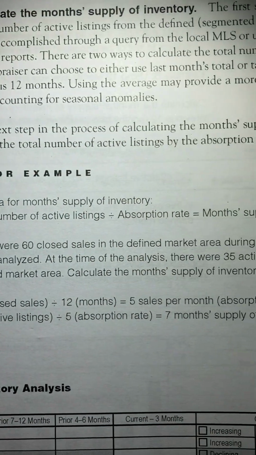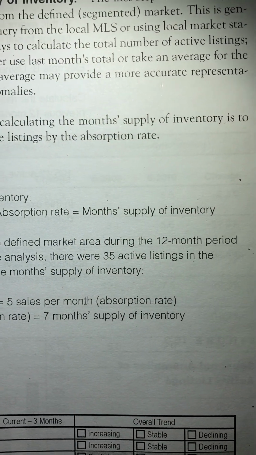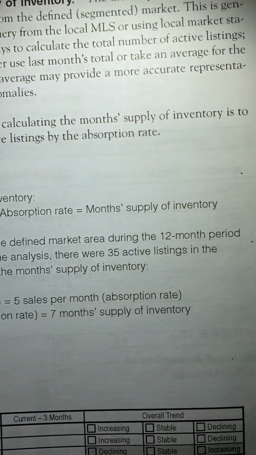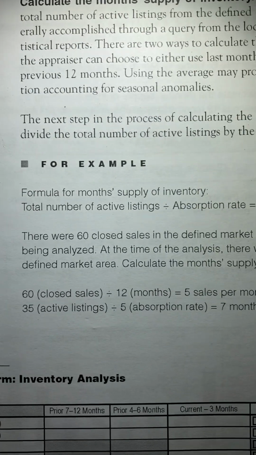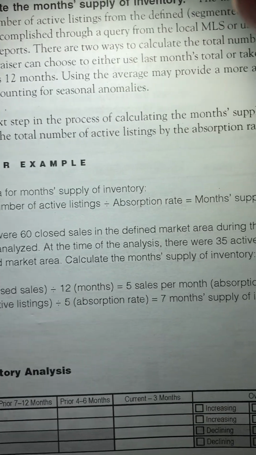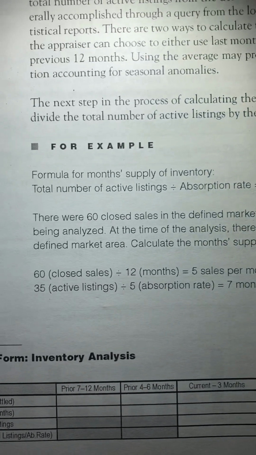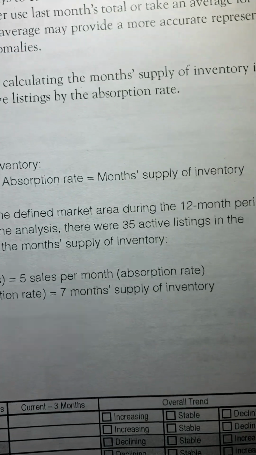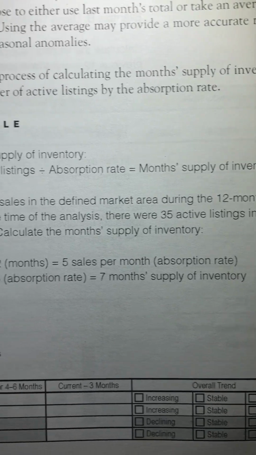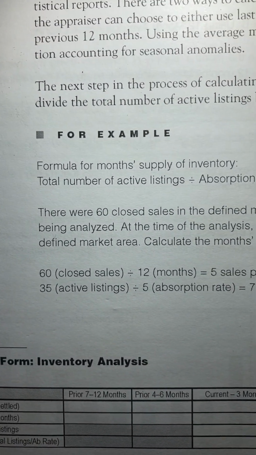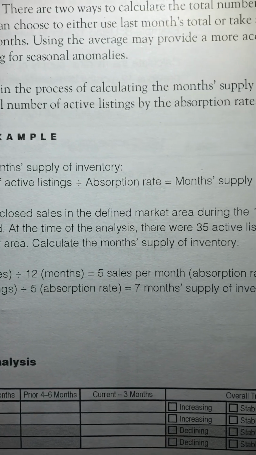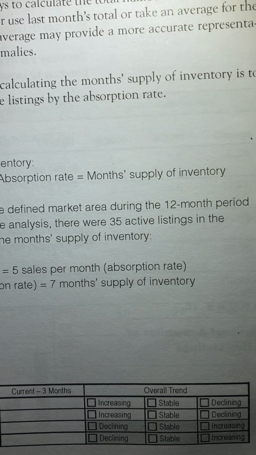There were 60 closed sales in the defined market area during the 12-month period being analyzed. At the time of the analysis, there were 35 active listings in the defined market area. Calculate the month's supply of inventory. 60 closed sales divided by 12 months equals 5 sales per month absorption rate. 35 active listings divided by 5, which was the absorption rate, equals 7 months supply of inventory.